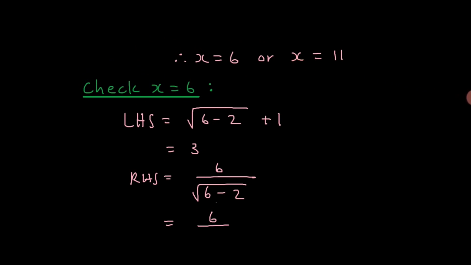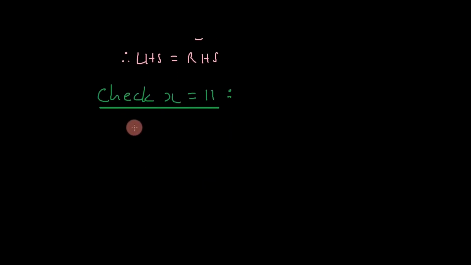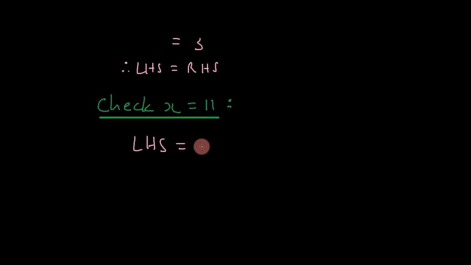Let's check x equals 11. So x equals 11. Then the left-hand side. We said the left-hand side was the square root of x minus 2 plus 1. So it's going to be the square root of 11 minus 2 plus 1. This is a square root of 9, which is 3, plus 1, which is 4.